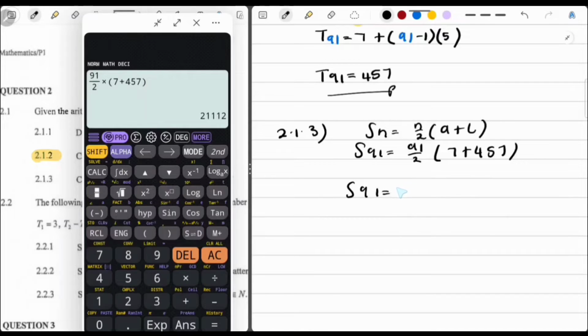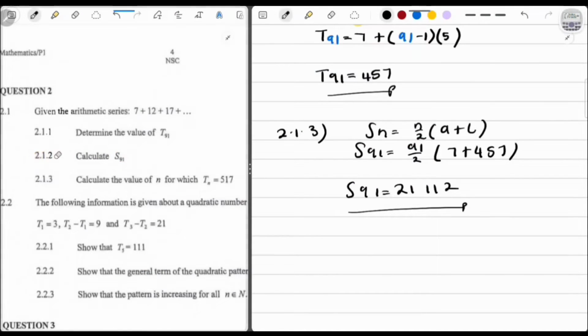And we get this number, 21112. Okay, 21112. And that is the sum of 91 terms. Moving on to the next question.